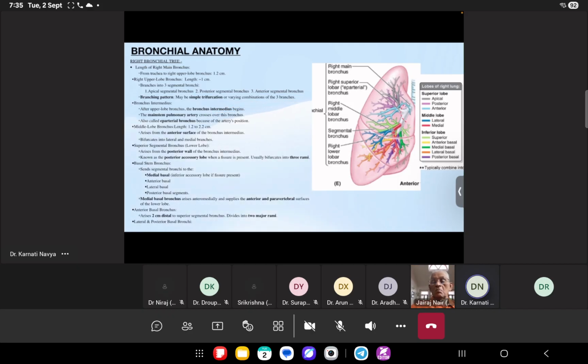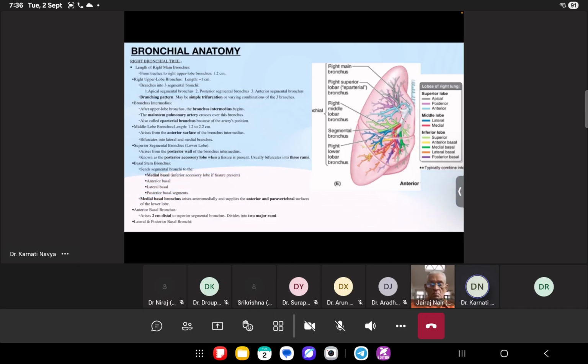Then the middle lobe bronchus, it's around 1.2 to 2.2 centimeters in length, and it arises from the anterior surface of the bronchus intermediate, as shown in the picture on the right side, which is below the red marking. So then it bifurcates into lateral and medial branches. The superior segmental bronchus of the lower lobe arises from the posterior wall of the bronchus intermediate.